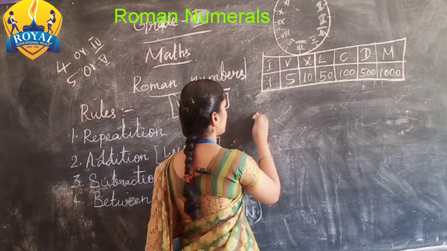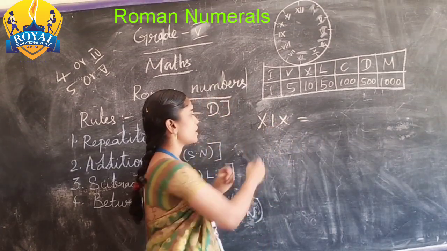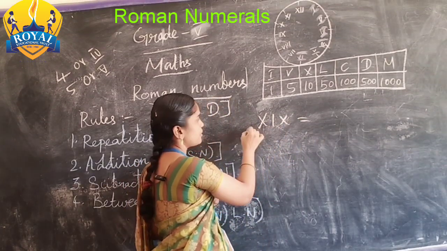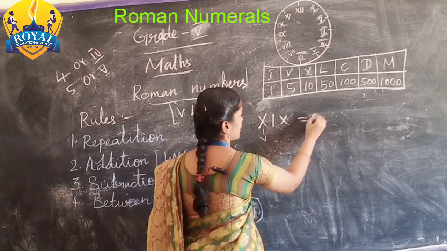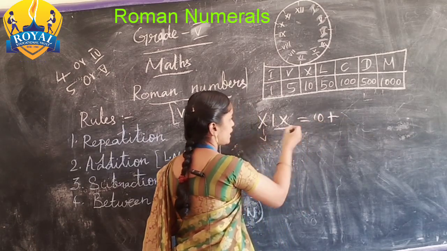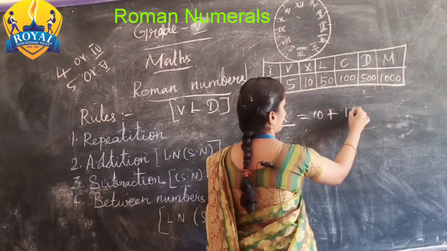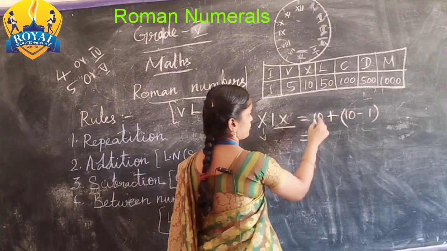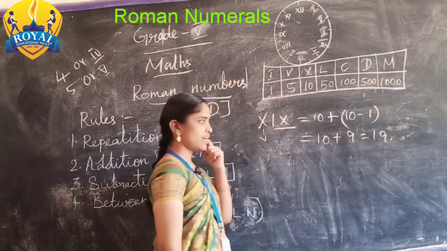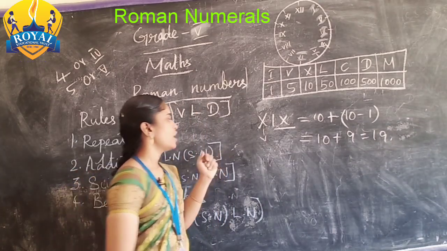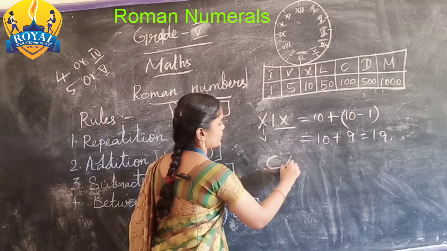For example, XIX. Here I is the smaller number between two larger numbers. So we get X, which means 10, and IX, that is, we know, 9, because 10 minus 1. So 10 plus 9 is equal to 19. Okay. Another example, CXC.